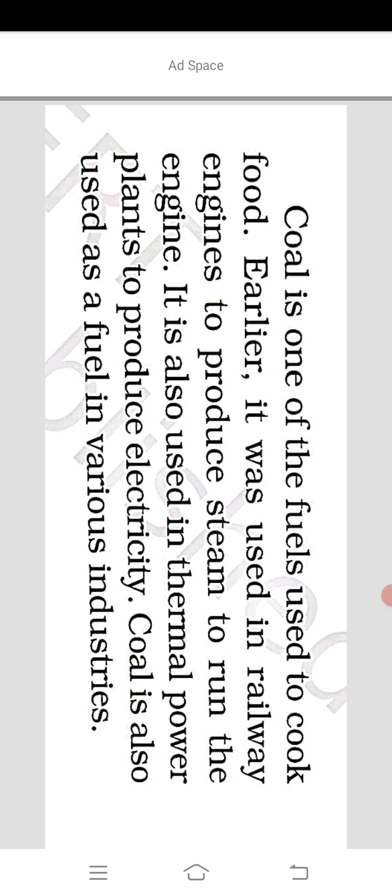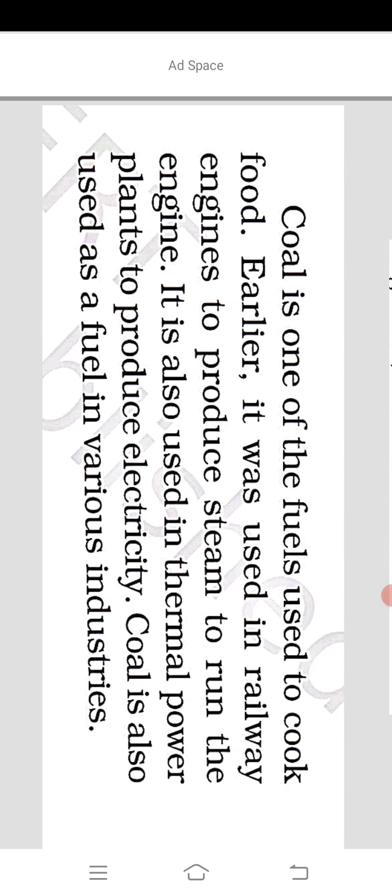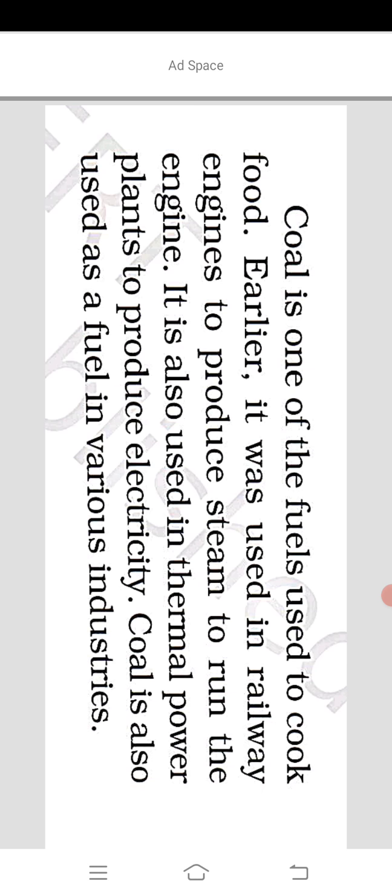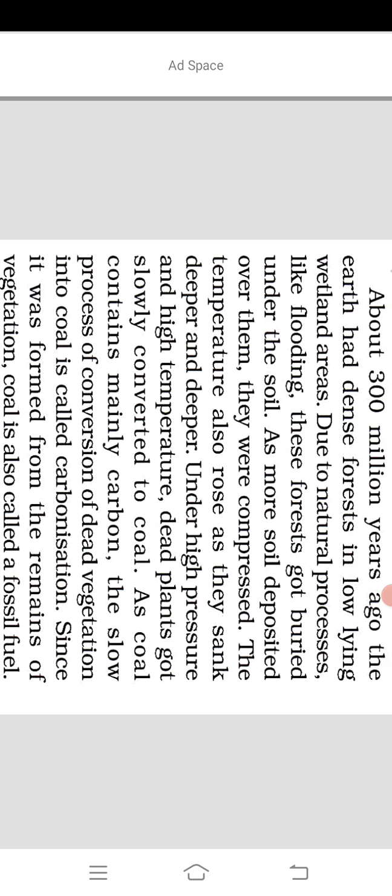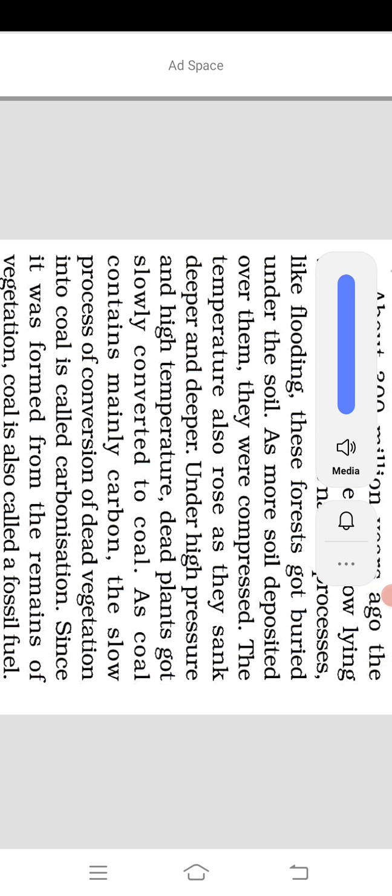Earlier, it was used in railway engines to produce steam to run the engine. It is also used in thermal power plants to produce electricity. Coal is also used as a fuel in various industries. Okay, these are all the uses of coal. Now, we just know how this coal is formed.